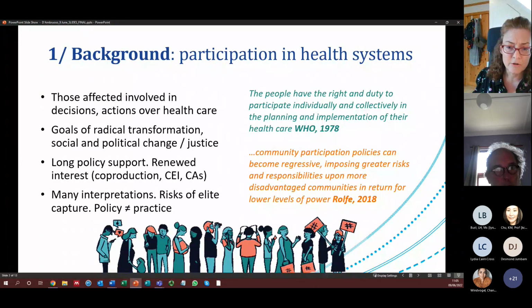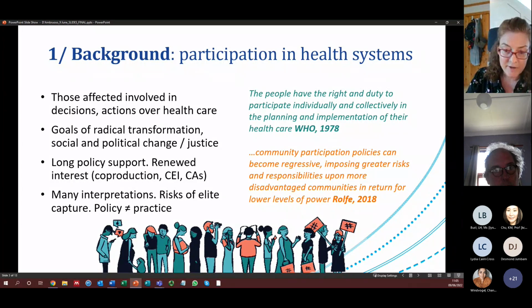There's long policy support and recognition. For example, the WHO in 1978 identified participation as a key enabling mechanism for health for all. And there's been a resurgence of interest recently, with funders mandating things like co-production, community engagement and involvement, and nation states experimenting with participatory democracy, such as through citizen assemblies, for example.